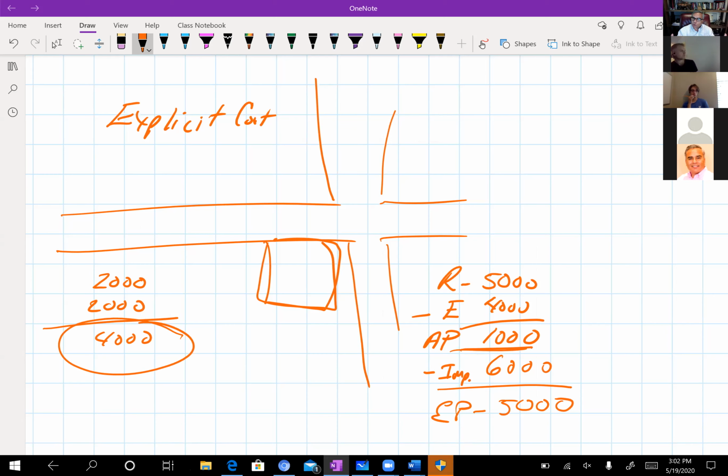You know, to subtract your implicit cost. Implicit cost is the cost of using something that belongs to you, and it will be $6,000. So then your actual economic profit is negative $5,000. You are losing $5,000 by doing that business.